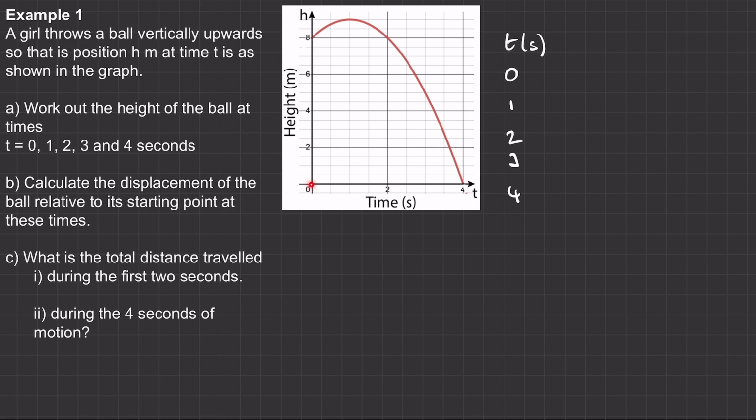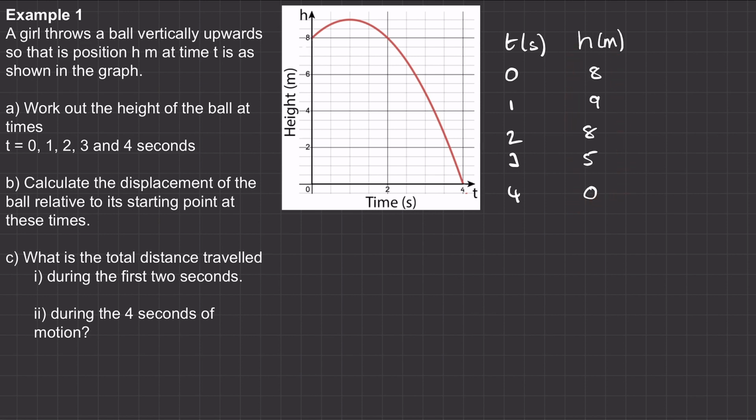So you can see when t equals 0, we have 8 meters. When t equals 1, we have 9 meters. When t equals 2, again, we've got 8. When t equals 3, we've got 5. And then when t equals 4, we've got 0. So I've written these down here.